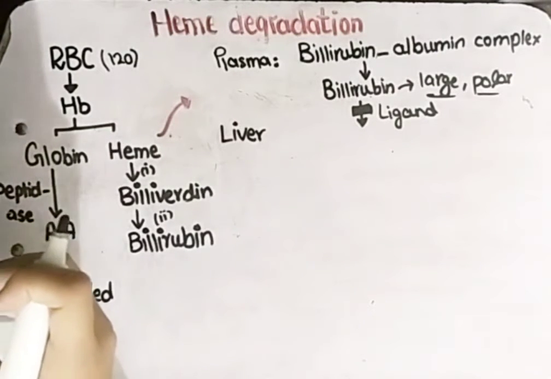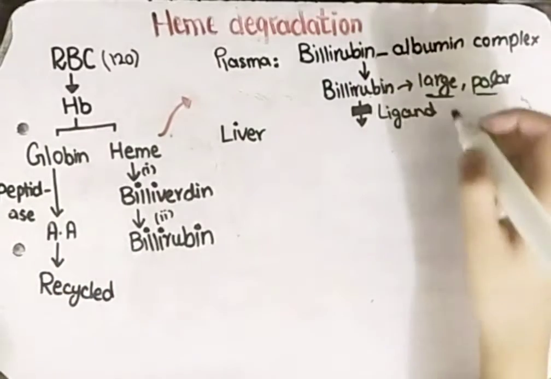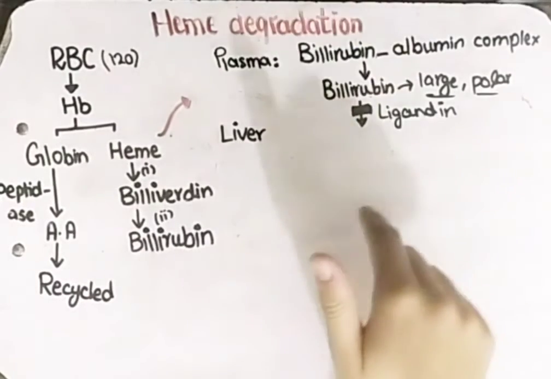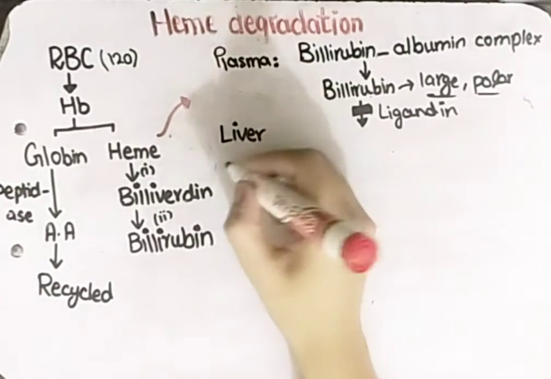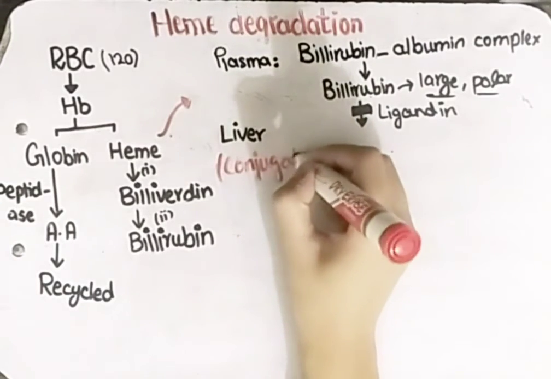So with the help of this plasma protein, this bilirubin is transported into the cell. This is basically a type of facilitated diffusion. So bilirubin enters into the liver with the help of this ligandin protein. Why does bilirubin enter into the liver? It enters for one of the most important functions of the liver, which is conjugation.